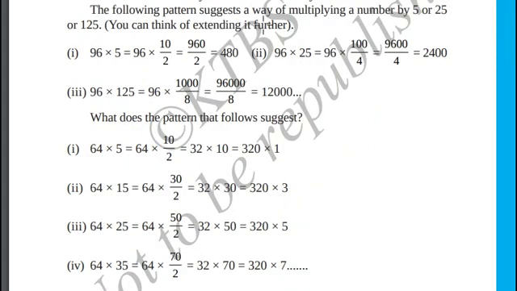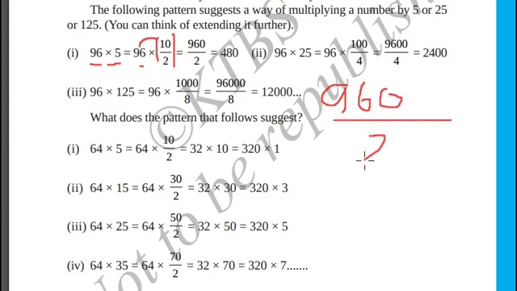The following patterns suggest a way of multiplying a number by 5 or 25 or 125. You can extend this thinking further. 96 times 5 could be written as 96 times 10 divided by 2. 10 by 2 is equal to 5. We find it easier to multiply with 10. So we will multiply 96 with 10, we will get 960. Then we will divide it by 2, which is equal to 480. Sometimes this method is really helpful.